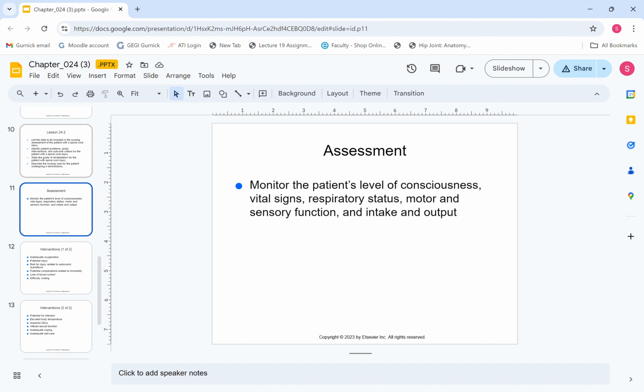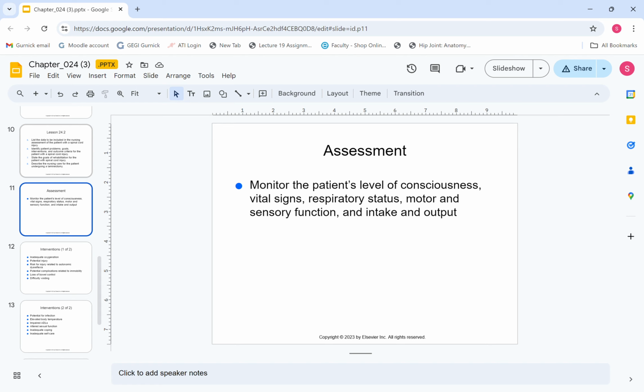Okay, assessment. Monitor the patient's level of consciousness. All right, so you guys, whenever we have a neurological problem, and a spine is part of our neurologic system, we do neurochecks, right? And part of a neurocheck is LOC, level of consciousness. All right, so we want to measure the patient's level of consciousness. All right, we're going to ask them, do they know where they are? What's the date? What's the day of the week? Something that shows us that they're alert and oriented.